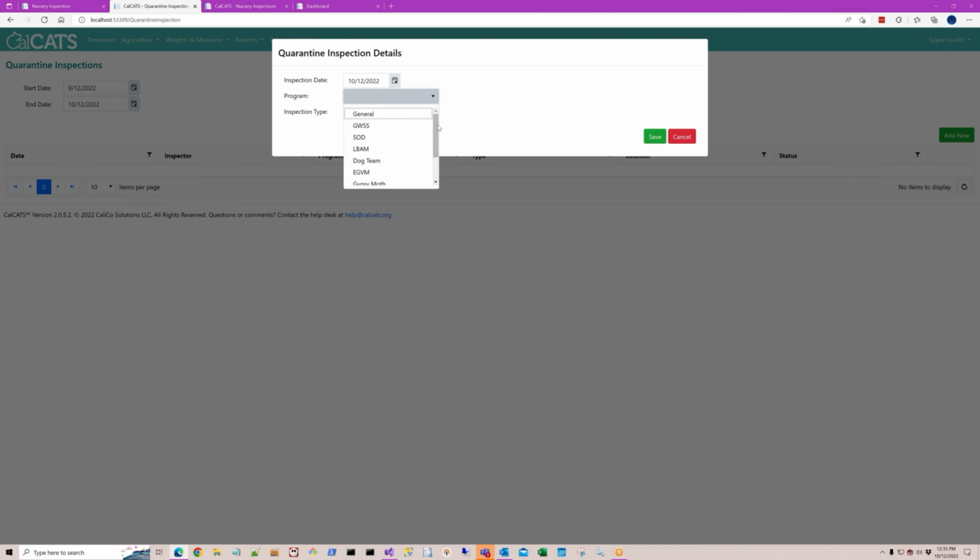So the first thing I need to identify is which quarantine contract is this gonna go under, right? Because you've got your general quarantine, but then you've got individual quarantine reports for GWIS, sod, LBAN, dog team, EGVM, gypsy moth. And then in your high risk program or your terminal inspection program, you've got specific line items for spotted lanternfly, southern states and Hawaii inspections.